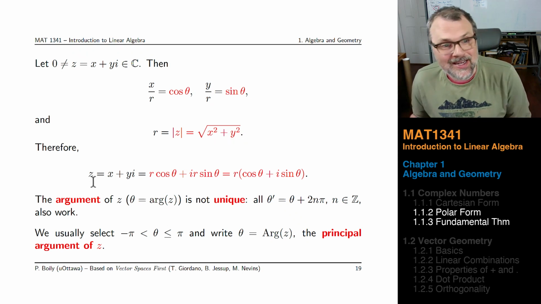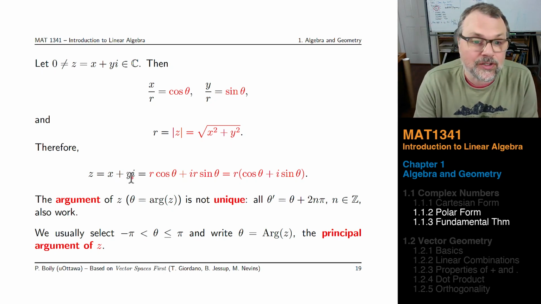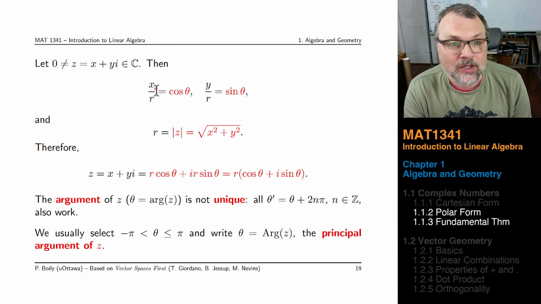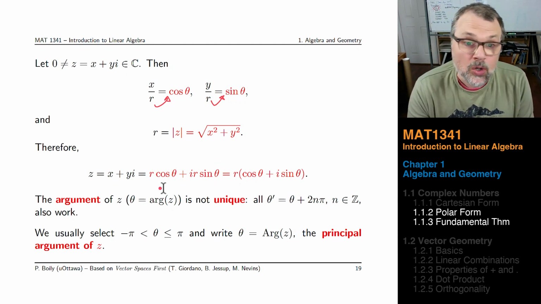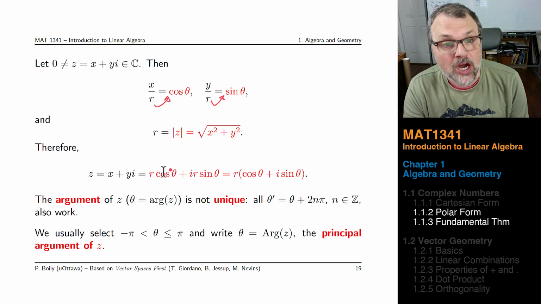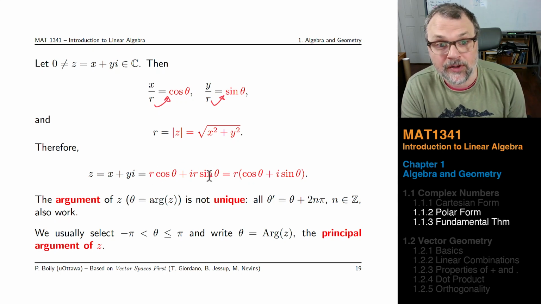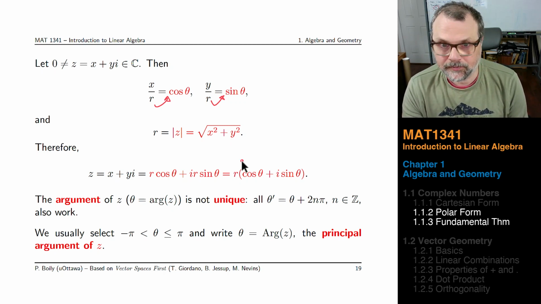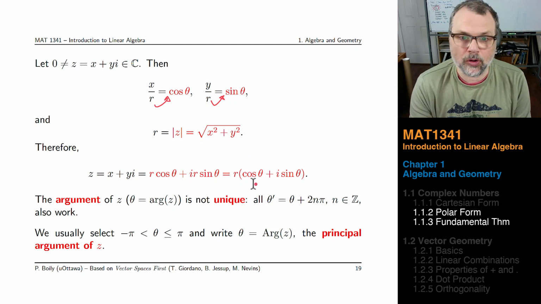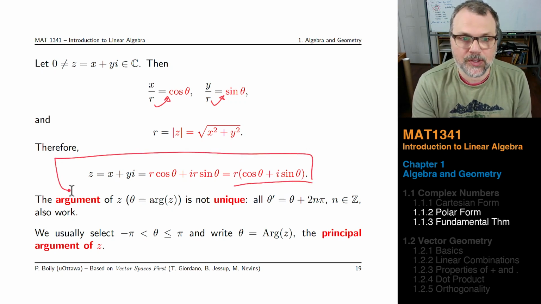So if I write z as x plus yi in Cartesian form, and I know that x is equal to r times cosine theta, and y is equal to r times sine theta, then this becomes r times cosine theta for the real part, plus i times r sine theta for the imaginary part, which then I can write, by taking away the r, which is common to both the real part and the imaginary part, as r times cosine theta plus i sine theta. That's the polar form.